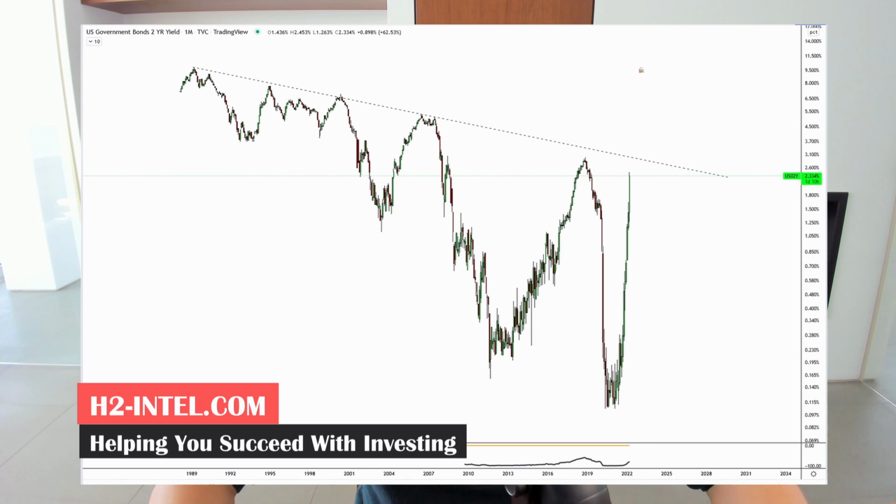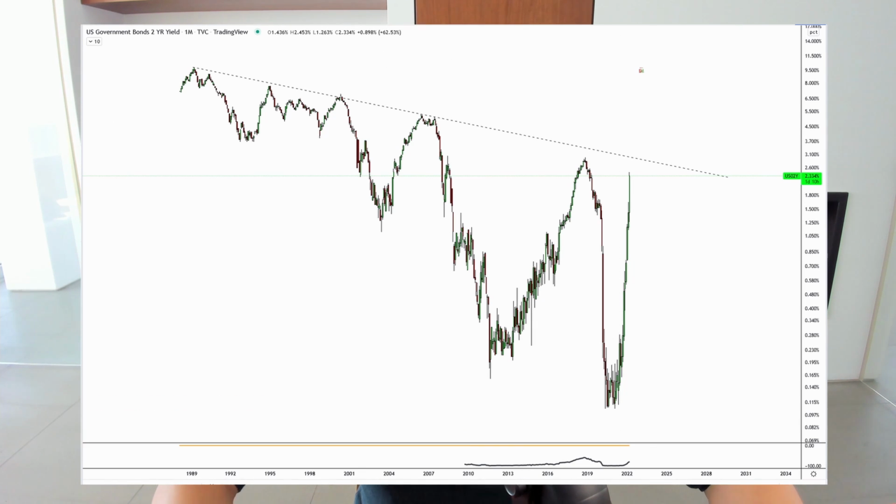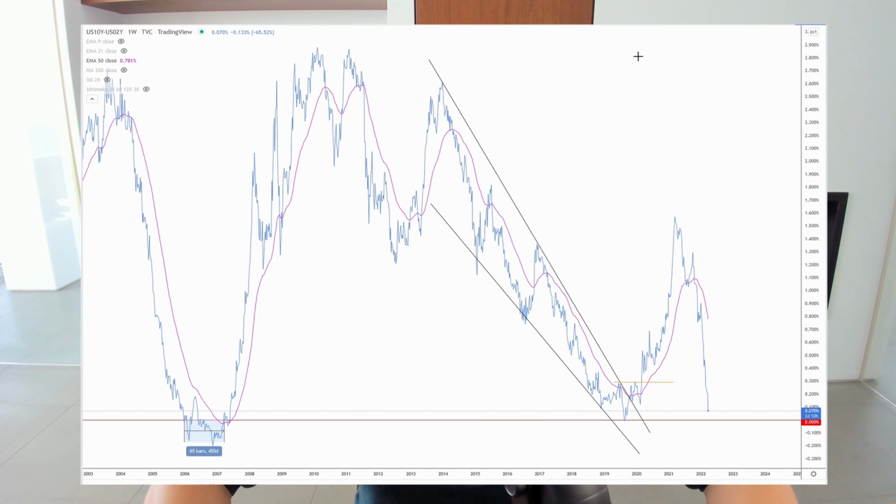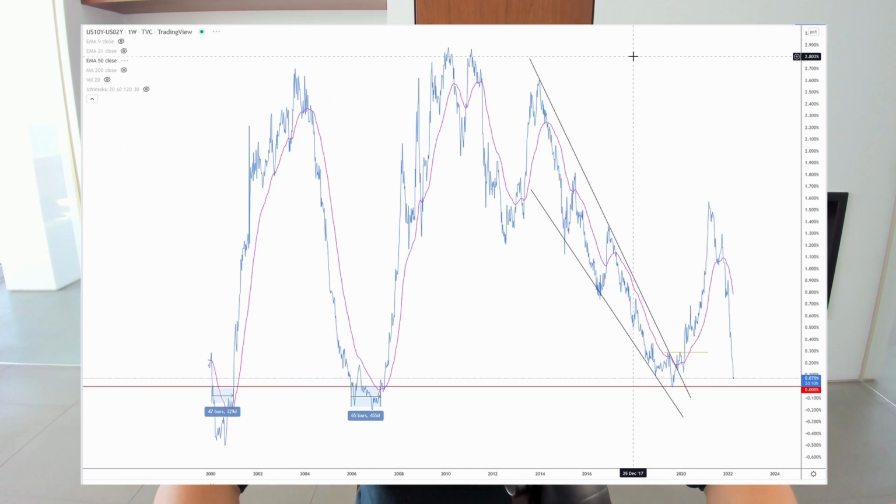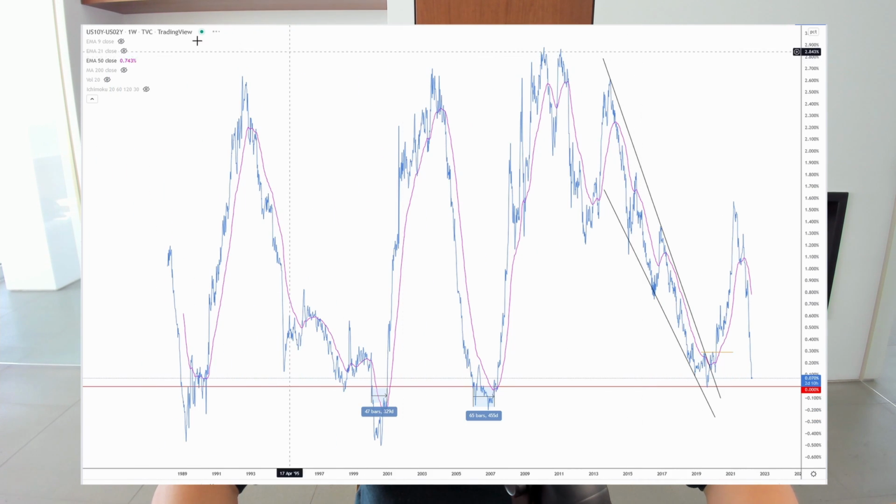Now, if we do that and look at the difference between the 10-year yield and the 2-year yield, we get this chart. This is a little bit different, but it's the same thing. It's just a difference between the two. So you take the 10-year yield minus the US 2-year yield, and this is what you come up with. This is the curve that we see here.